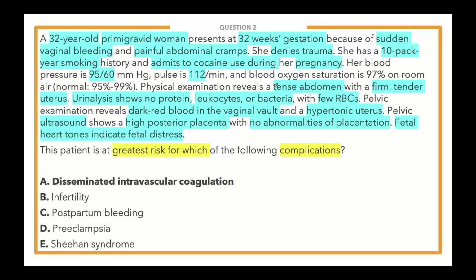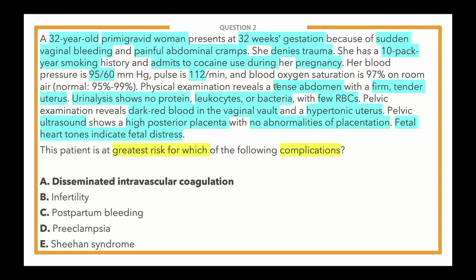So definitely a nice repro question here. So what is going on? So we have a premigravid woman, 32 weeks, with sudden vaginal bleeding and painful abdominal cramps, and she hasn't had trauma, okay? We also know her blood pressure is a little low and she's tachycardic. All things that are not good. The fetus is also, they tell us, in fetal distress.